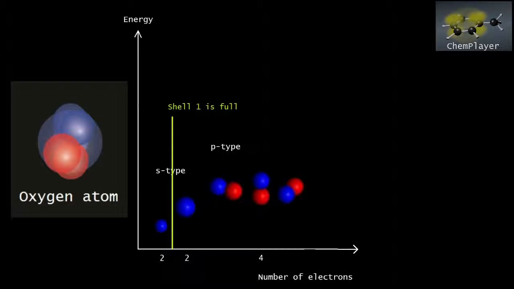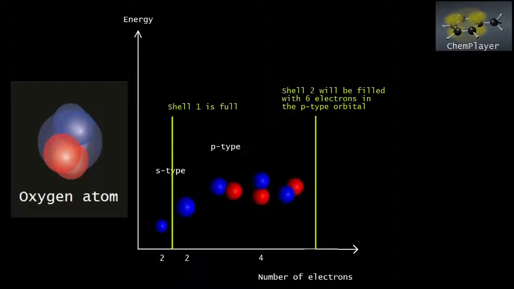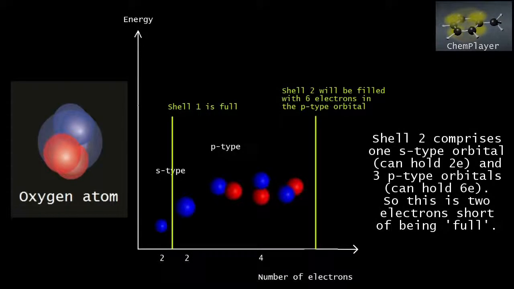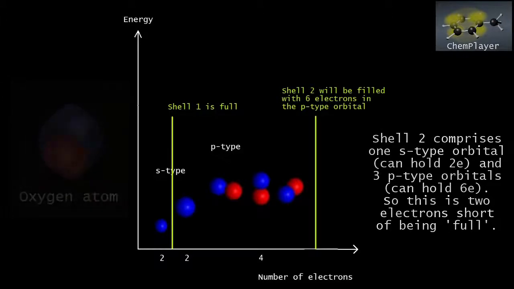Shell 1 is full up with its 2 electrons already. But shell 2 isn't full. There are only 4 electrons in the p-type orbital, and to have a full shell it needs 6. Remember there are 3 p orbitals and each can hold 2 electrons with different spins. So the oxygen atom is 2 electrons short.